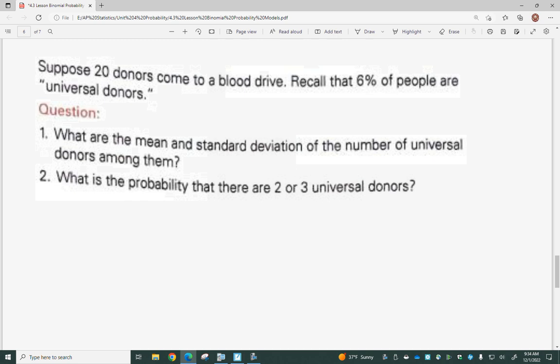So take a minute and read this one. We're back to our type O blood donors. Take a second and read this. So again, we had probability of success here. P is 0.06. We had 6% of people are type, I think it was type O, or the universal donors. Q is 0.94. And so we have 20 donors that showed up, so N is 20. And so we are talking now about a total number of type O or universal donors out of 20.